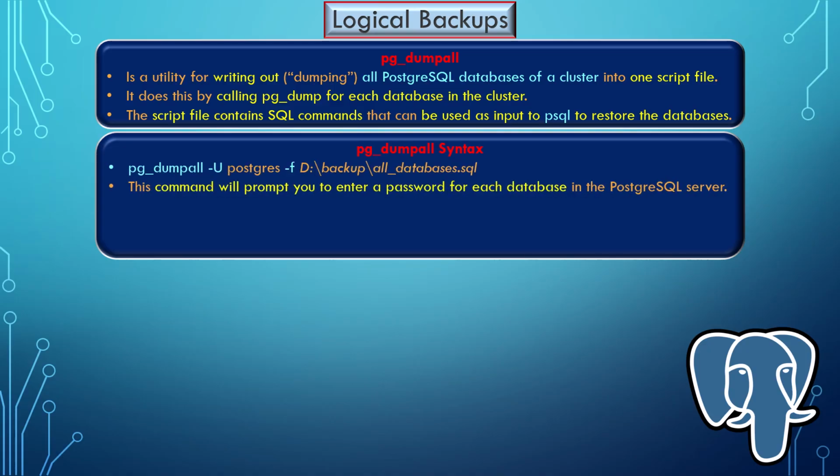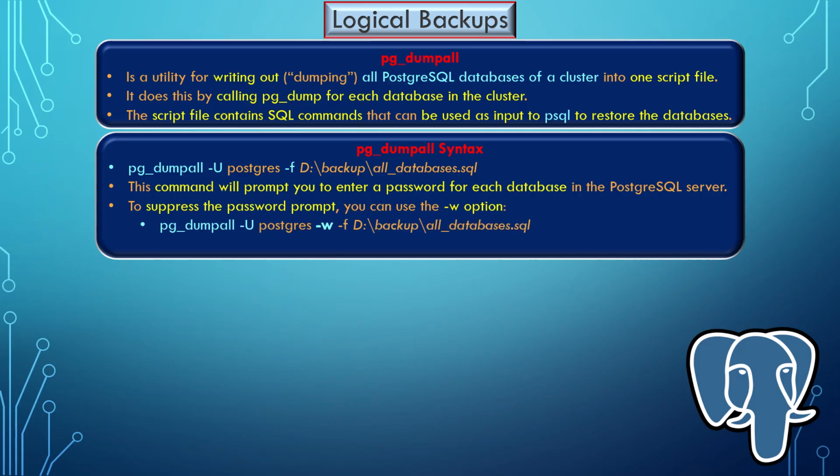This command will prompt you to enter a password for each database in the PostgreSQL server. To suppress the password prompt, you can use the -w option as shown below. However, you will need to use a password file to do this.